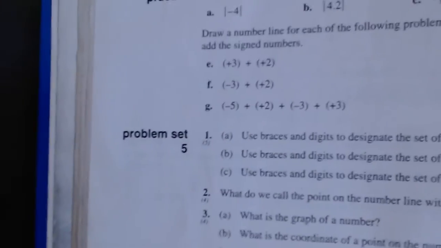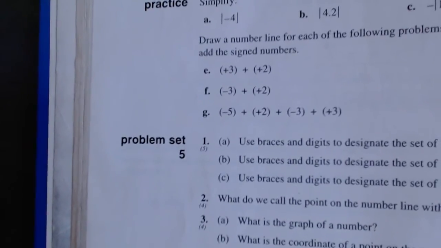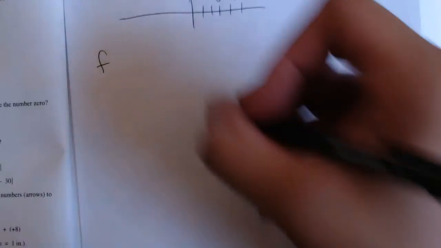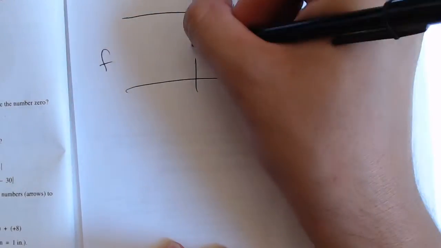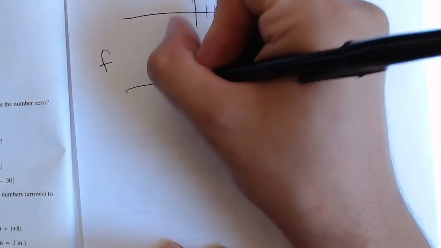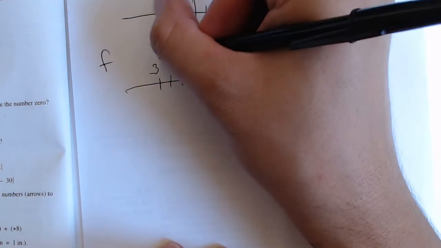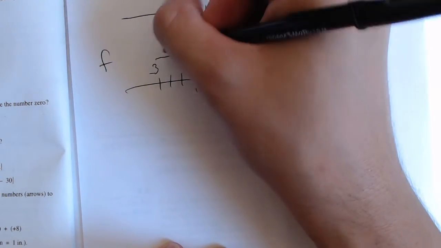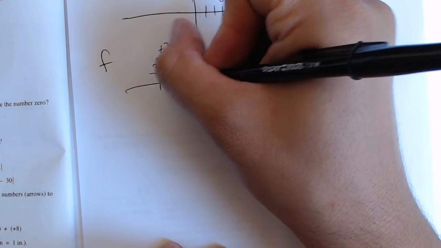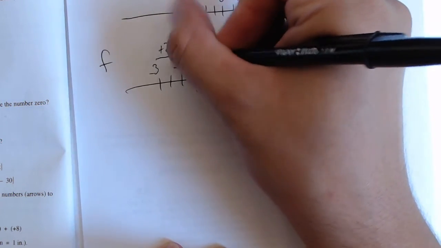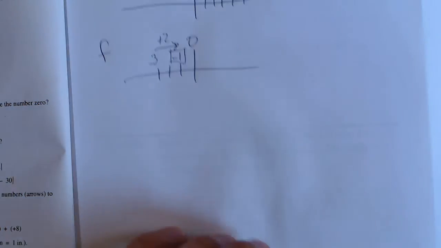Now let's go to F. Now F has us starting at negative 3, and then we're adding positive 2. So we draw our number line. We go to negative 1, 2, 3. And then we add a value of positive 2, which takes us back 1, 2 to negative 1. So our answer is negative 1.